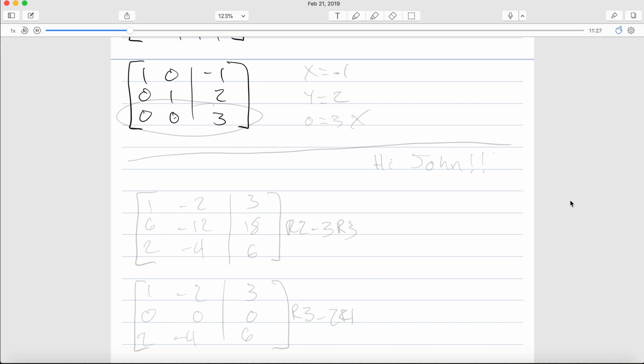So now I have x equals negative 1. I have y equals 2, but down here I have 0 equals 3. And that is not true. So the third equation can't be solved, right? Basically, x and y satisfy the first two, right?